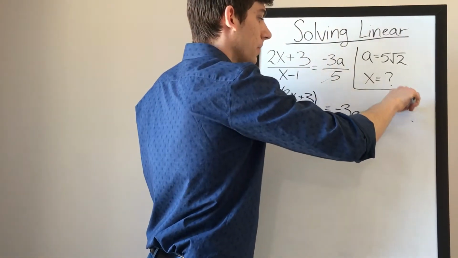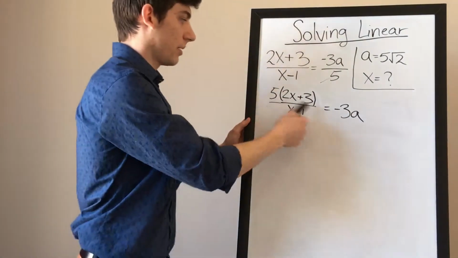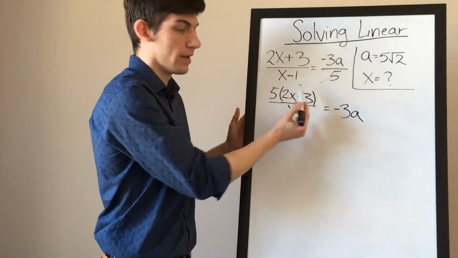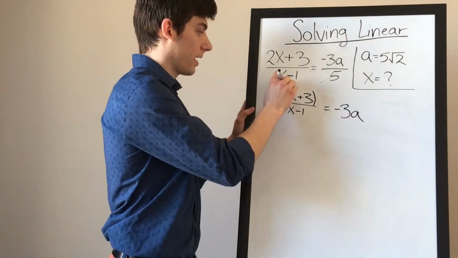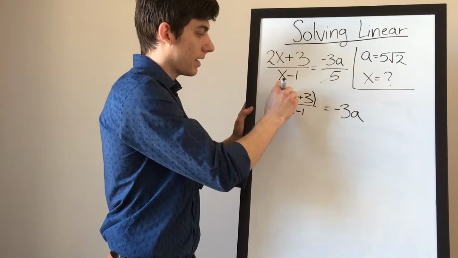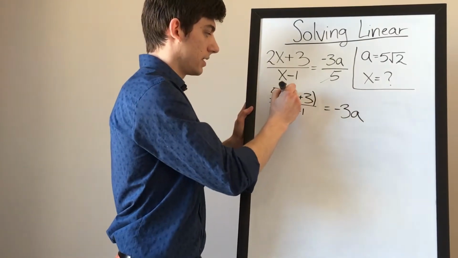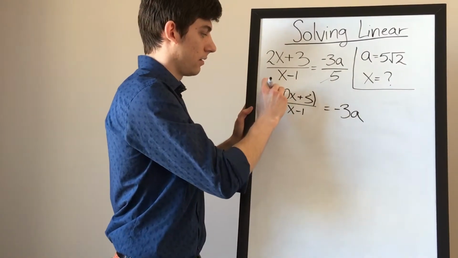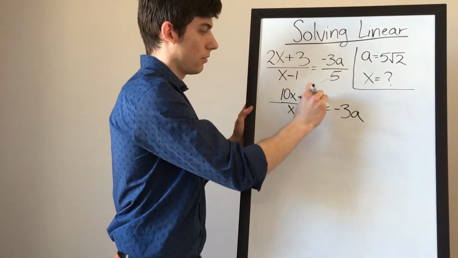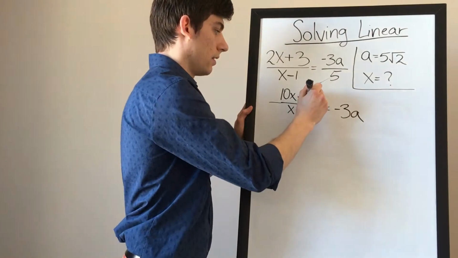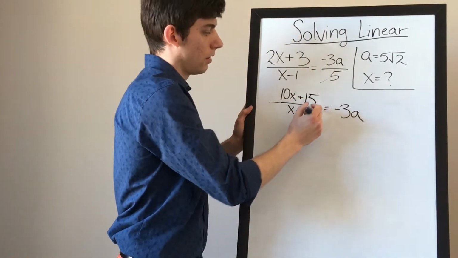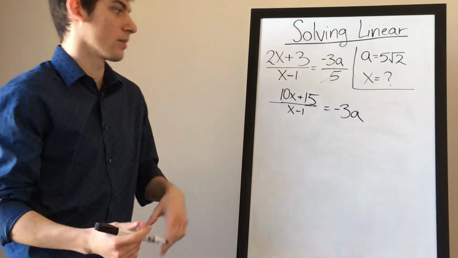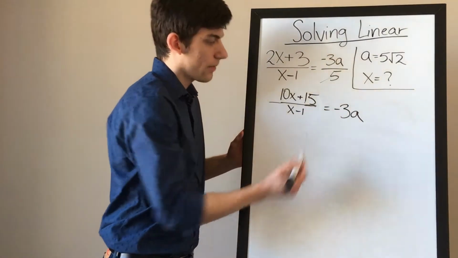So now that we've done that, we can make this even easier to look at. We can distribute the 5 into this set of parentheses. So what would that give us? That would give us 10x, 5 times 2x, so this would be 10x plus, distributing that in, plus 15. So once we distribute that in, (10x + 15)/(x - 1) equals 3a. Negative 3a, I'm sorry.